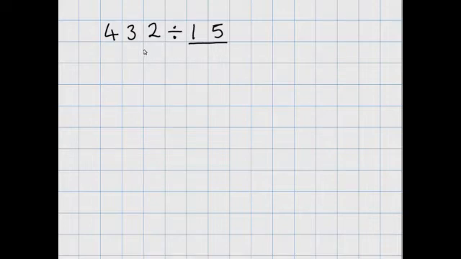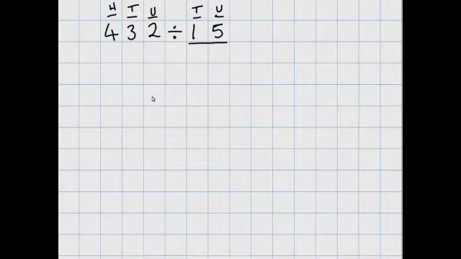So let's take 432. The 2 is in the units, the 3 is in the tens, we have 3 tens, and the 4 is in the hundreds, we have 4 hundreds. And in the divisor here, the 5 is in the units, or the ones, as we should probably start calling them, and the 1 is in the tens here, so that's 10.